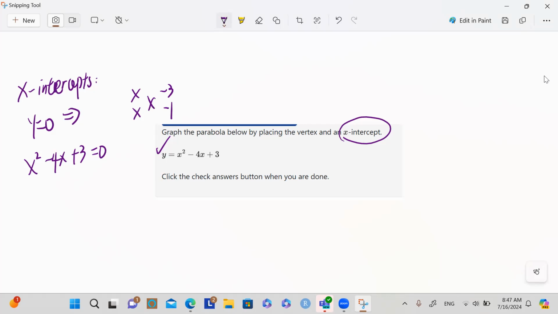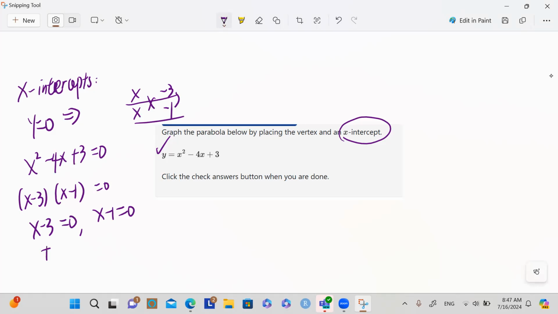We need two numbers that multiply to 3 and add to negative 4. So the two factors are going to be x minus 3 and x minus 1. I will set each factor equal to 0 and find both x-intercepts. Here, x equals 3. Here, x equals 1. So we get a couple of x-intercepts. The first one is (1, 0). The other one is (3, 0).